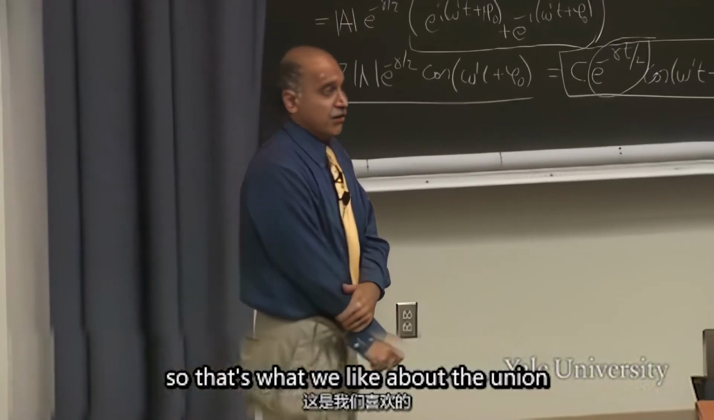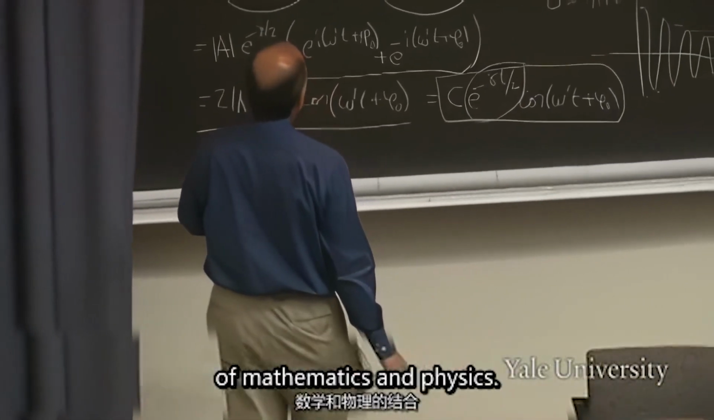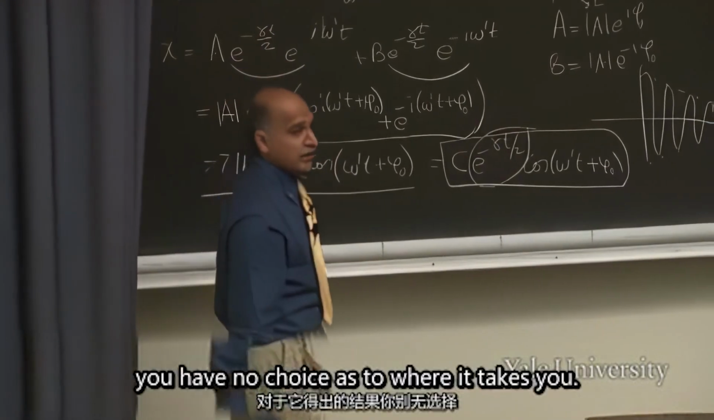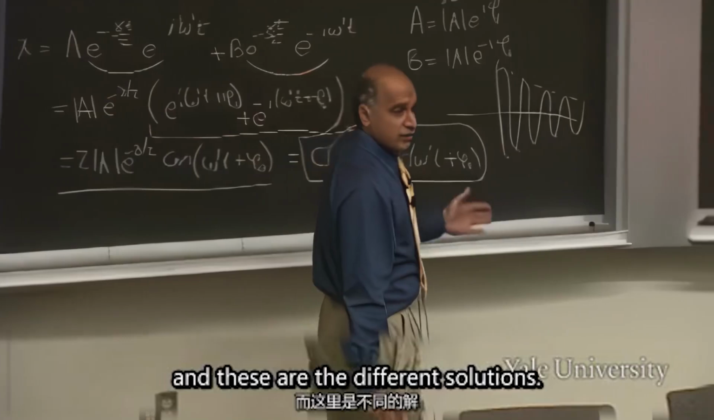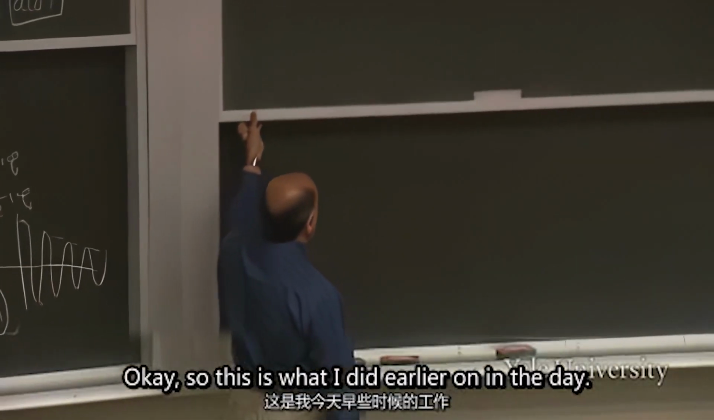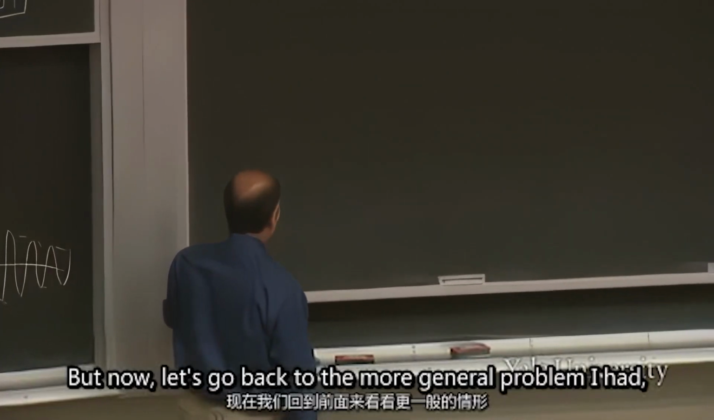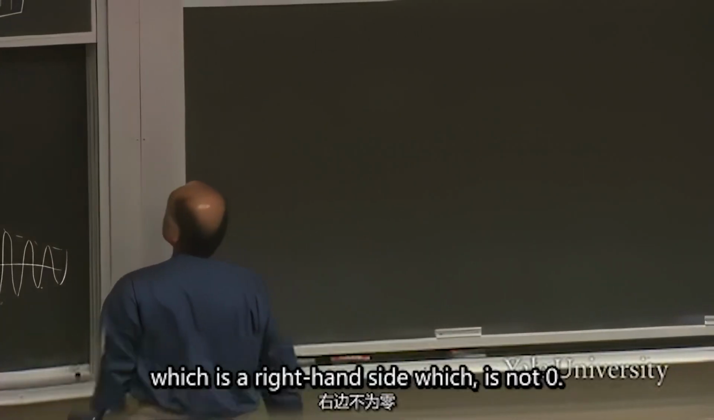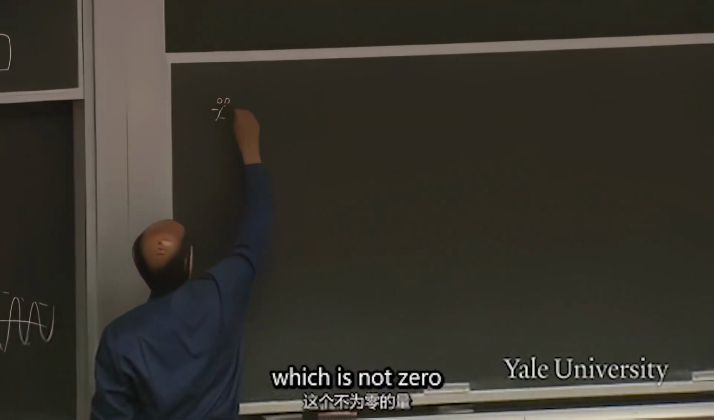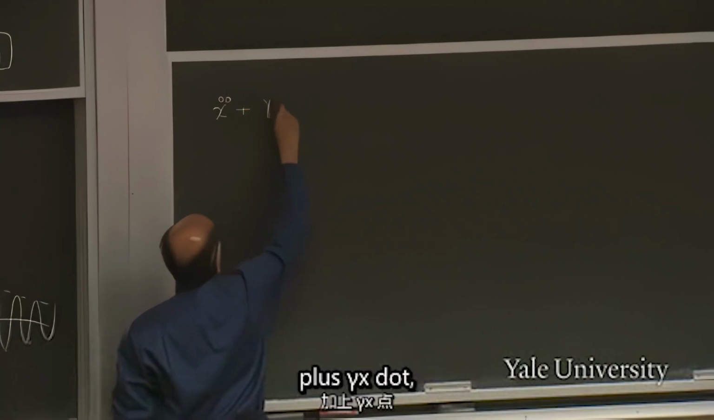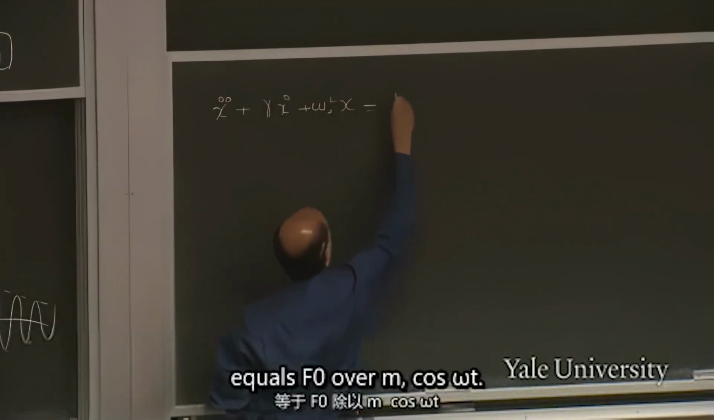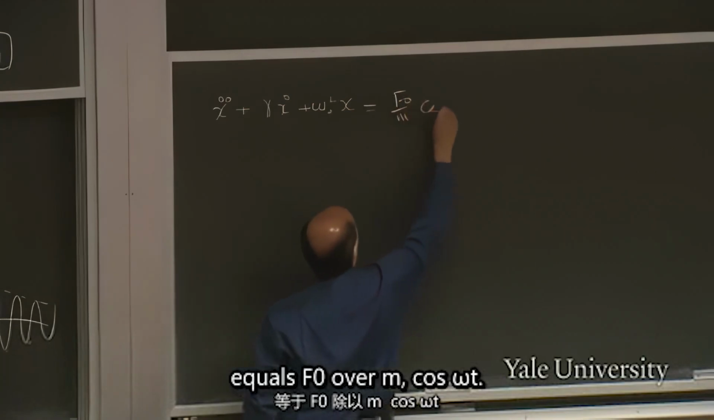So that's what we like about the union of mathematics and physics. Once you write down the basic law of Newton, you have no choice as to where it takes you. You go where it takes, and these are the different solutions. Okay, so this was what I did earlier on in the day, but now let's go back to the more general problem I had, which is a right-hand side which is not 0. So let's write the right-hand side which is not 0: x double dot plus gamma x dot plus omega naught squared x equals f naught over m cos omega t.